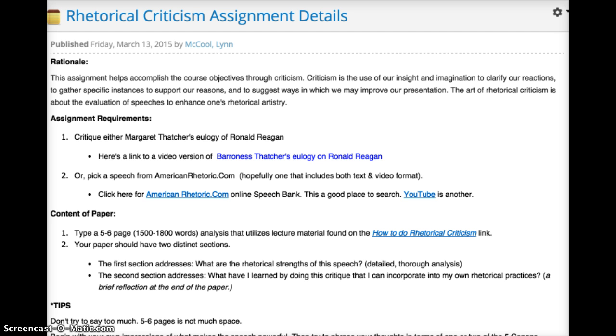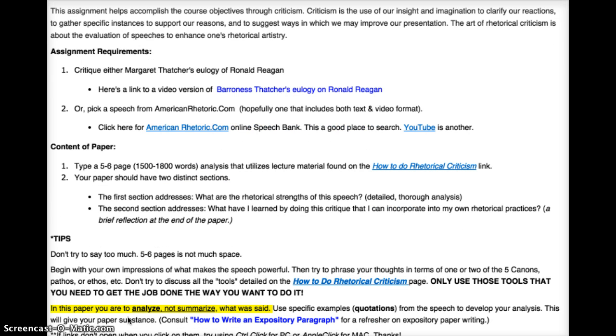So we're asking you to take a look at a famous speech and analyze that speech for the kinds of things that the speechwriter and the speech deliverer do well, with the idea in mind that you might incorporate some of those elements into your own speech for the persuasive. The assignment requirements ask that you critique either Margaret Thatcher's eulogy of Ronald Reagan, and you can see I've provided a link there for you to look at that, or you can pick a speech of your own from AmericanRhetoric.com, and hopefully you are picking one that has both text and video format.